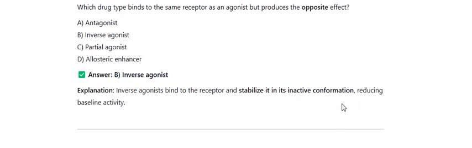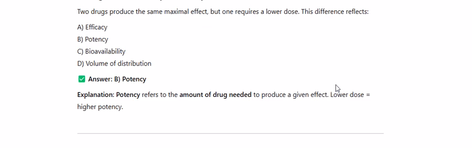Vignette 9. Potency versus efficacy. 2 drugs produce the same maximal effect, but one requires a lower dose. This difference reflects A. Efficacy, B. Potency, C. Bioavailability, D. Volume of distribution. Answer B. Explanation. Potency refers to the amount of drug needed to produce a given effect. Lower dose equals higher potency.